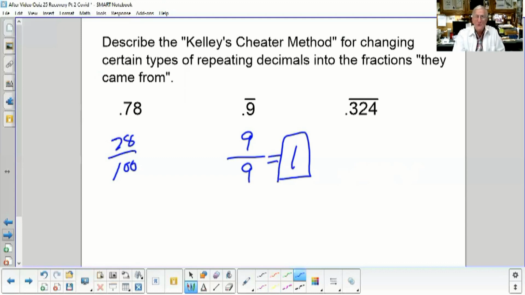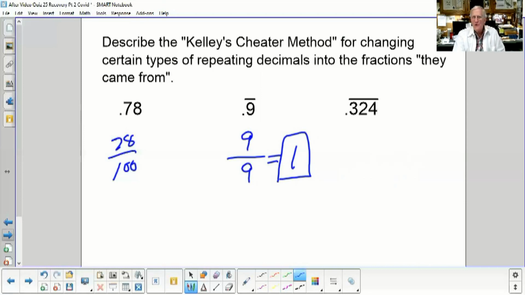Those repeating 9s do a very weird thing. You can mathematically prove, and I'm not going to bother doing that now, that 0.9 bar is exactly the same mathematical value as 1. Imagine that, right?